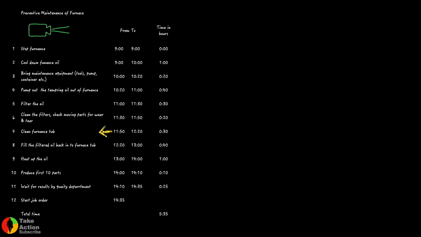Activity number 7, we are cleaning the furnace tub. Activity 8, we fill that filtered oil back into the furnace. Activity 9, we heat up the oil again. Activity 10, we produce the first 10 parts. Activity 11, we bring these parts to the quality department and wait for the results. Once it is okay from the quality side, they say we can run the machine. Then activity number 12 is that we start the machine.